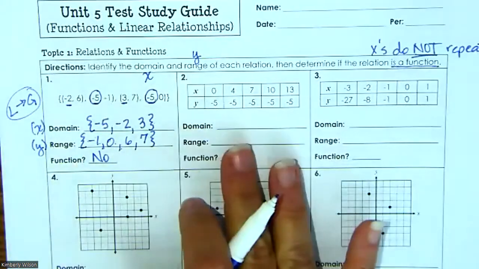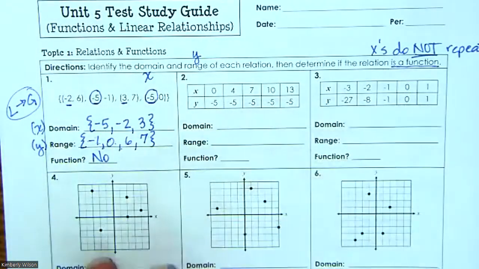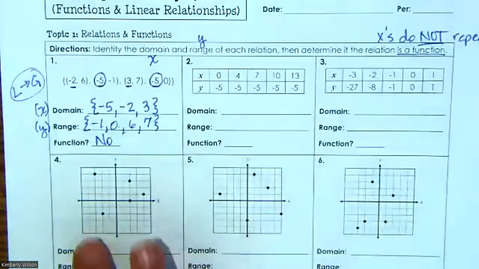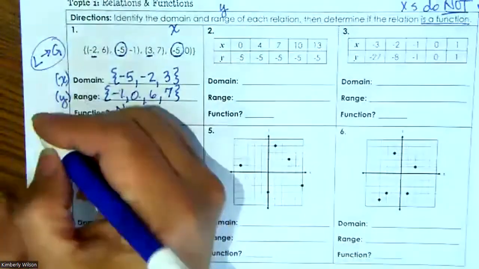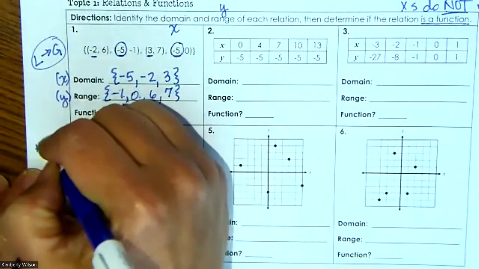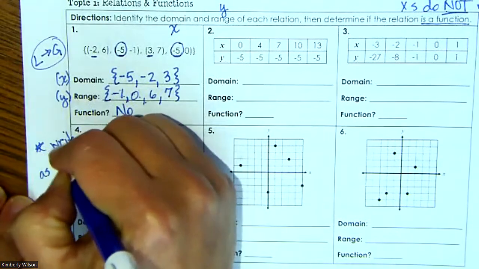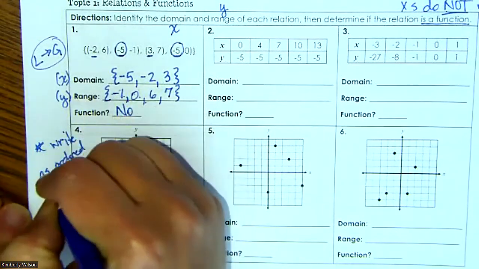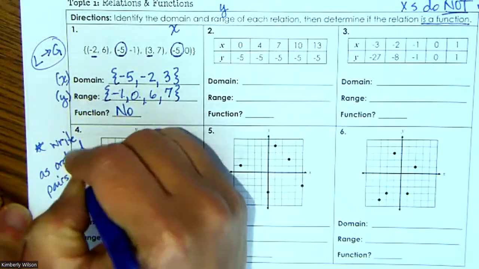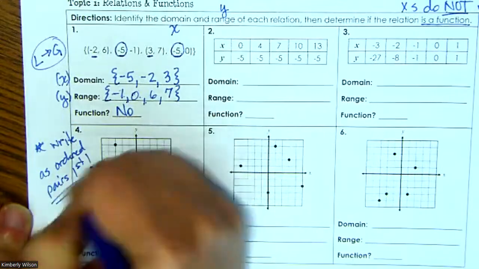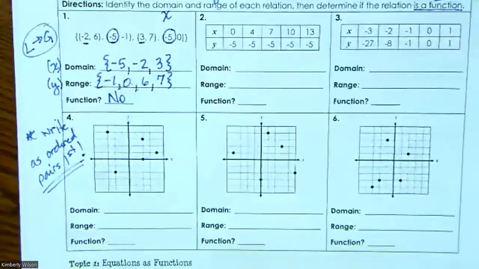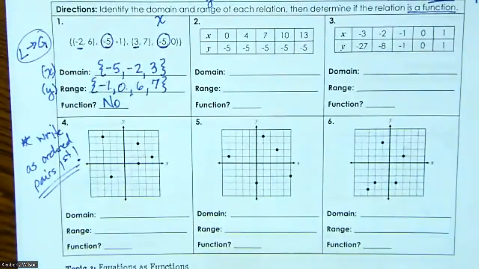You're doing the same thing for numbers 1, 2, 3, 4, 5, 6. For 4, 5, 6, a hint, write as ordered pairs first. This is what I might do as we go through this, because I can't work the whole thing. I'm going to work 1 or 2 from each section.